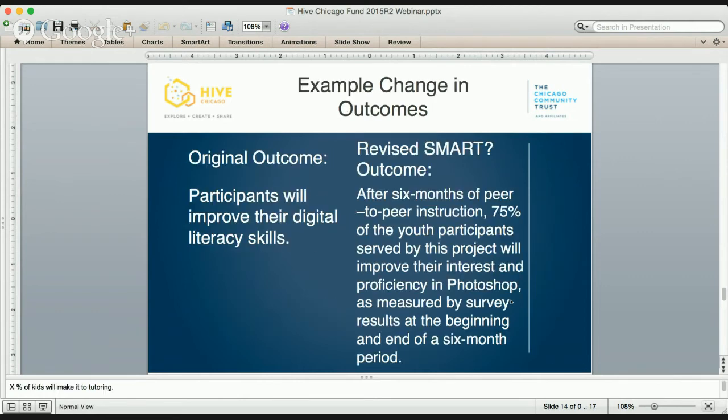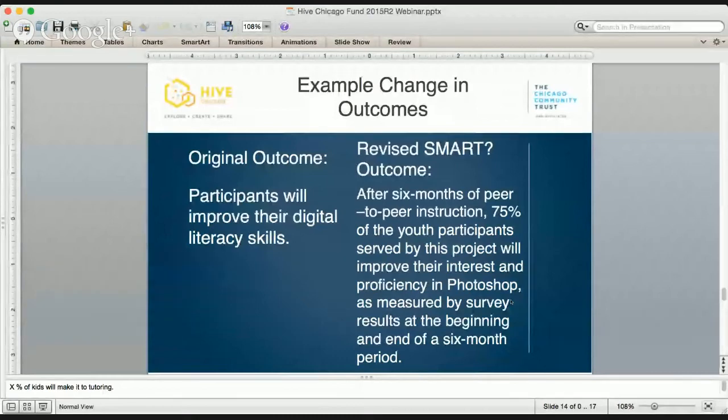And then this is our example. Hypothetically, participants will improve their digital literacy skills. That was our original outcome. Now this is a revised SMART outcome. That might be the big goal. Great. So then the SMART outcome: how can we tease that out a little bit? And this is a teased outcome. We know that there's a character limitation, but less is more in some sense.